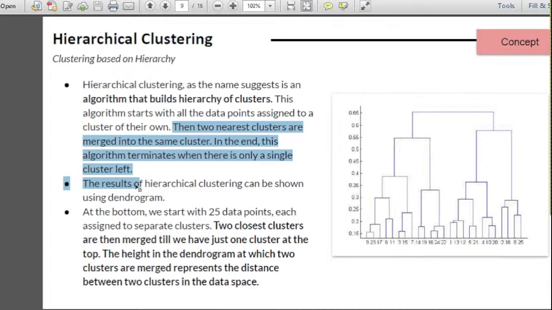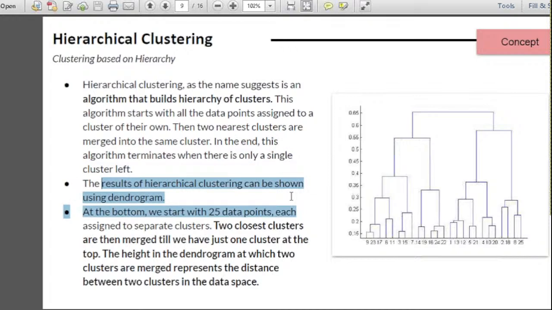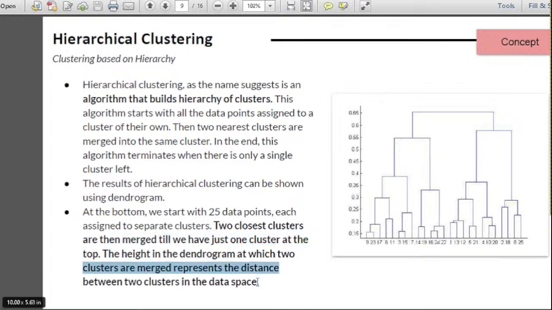Now, next point, the result of hierarchical clustering can be shown using a dendrogram. At the bottom, we start with 25 data points, each assigned to a separate cluster. The two closest clusters are then merged till we have just one cluster on the top. The height in the dendrogram at which two clusters are merged represents the distance between the two clusters in the data space. Okay, this is clear. Now, this activity is done. Now, how do you arrive at the final clusters, right?